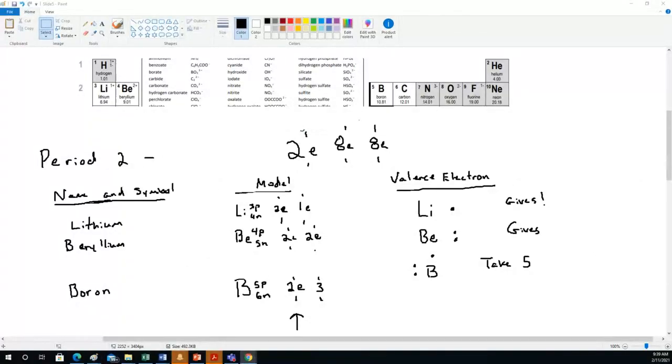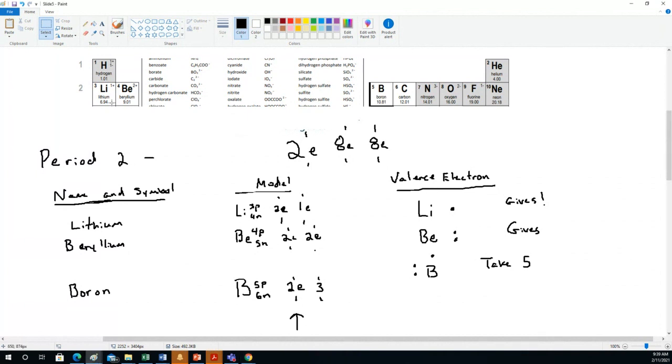Okay, I'm going to record here. We're going to look at period 2 and basically make a model for each of the atoms in period 2. Make sure while you're watching this recording, you've got your periodic table. And again, we're looking at lithium, beryllium, boron, carbon, nitrogen, oxygen, fluorine, and neon. And we're going to make a model of each of these.